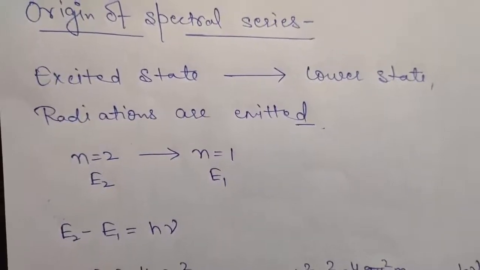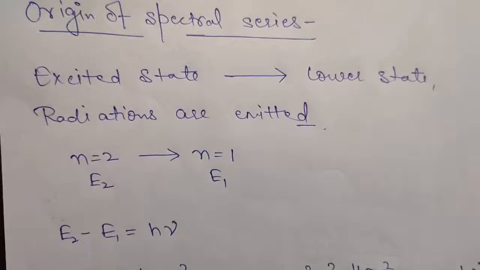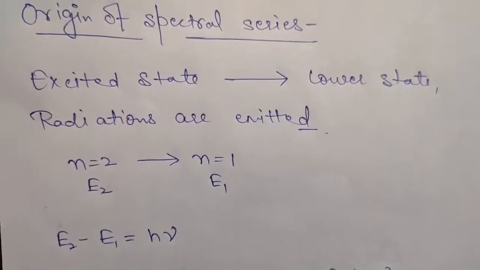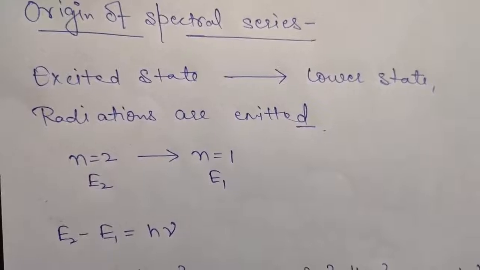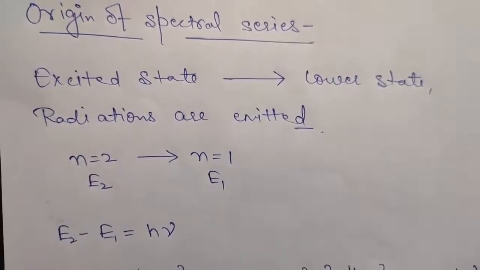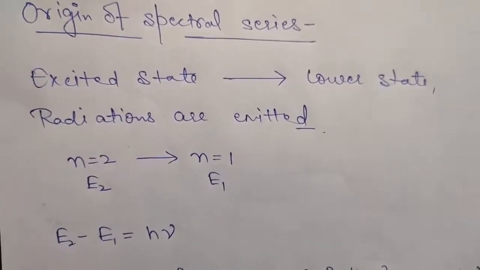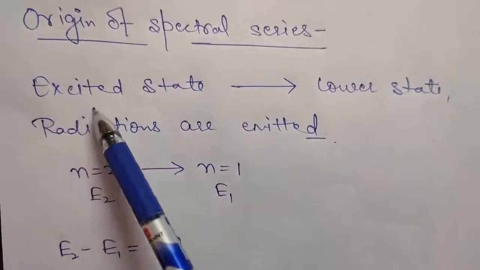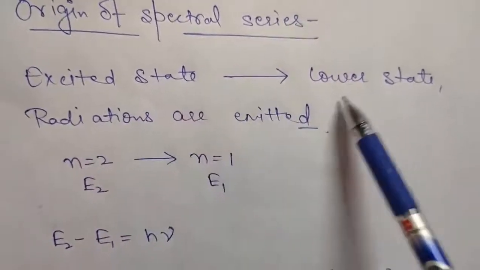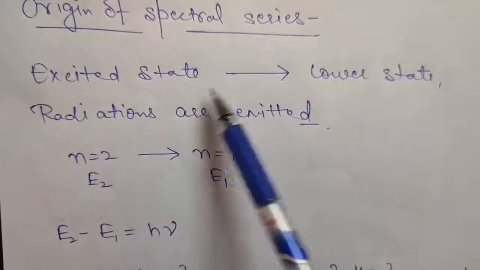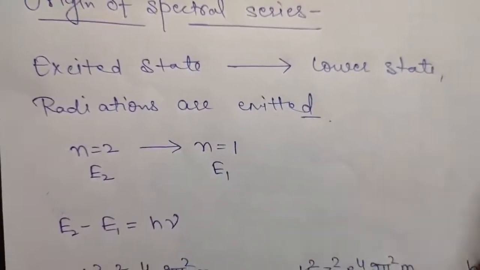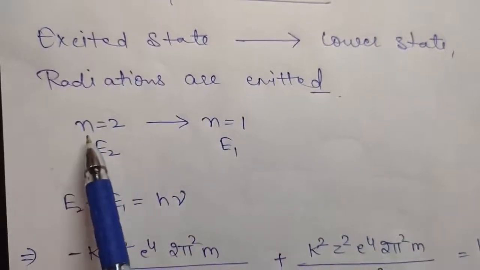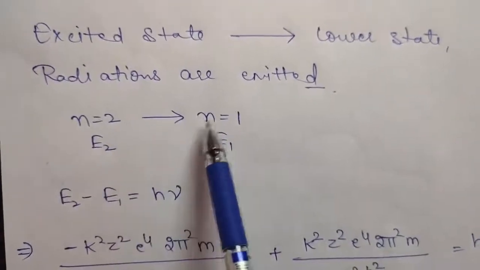As you know, according to the third postulate of Bohr, the emission or absorption of radiation or energy only takes place when the electron goes from one energy state to another. So if the electron is going from any excited state to a lower state, that is from an outer state to a lower state, the radiation will obviously be emitted. So let us take that the electron is going from n equal to 2 to n equal to 1.